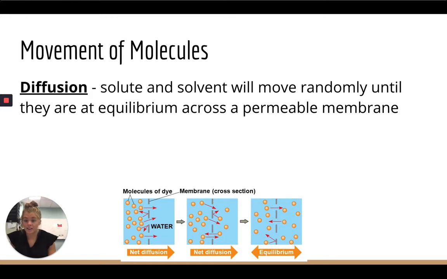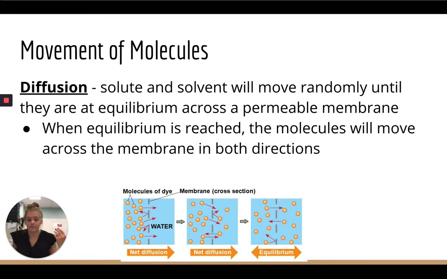Ideally, a diffusion will never stop. Things will move randomly until they reach equilibrium. And like I said, equilibrium is just when there's equal amounts on both sides. However, when things reach equal amounts on both sides, things just don't freeze like that. Things keep moving back and forth, but they move it back and forth in equal amounts.